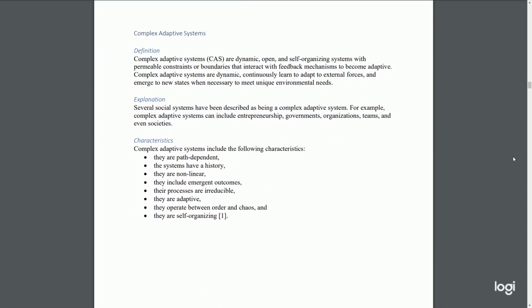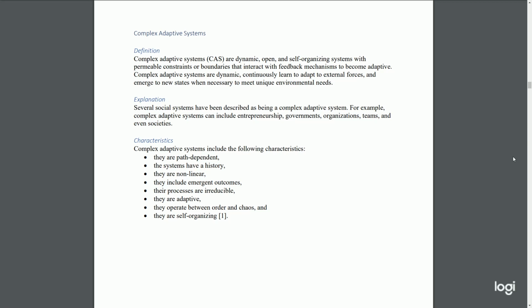Complex adaptive systems. Definition. Complex adaptive systems, CAS, are dynamic, open, and self-organizing systems with permeable constraints or boundaries that interact with feedback mechanisms to become adaptive. Complex adaptive systems are dynamic, continuously learning to adapt to external forces and emerge to new states when necessary to meet unique environmental needs.